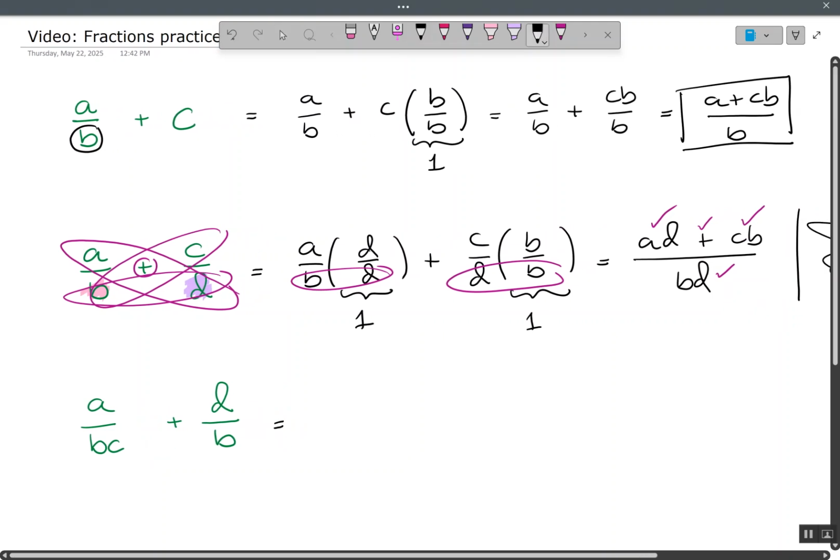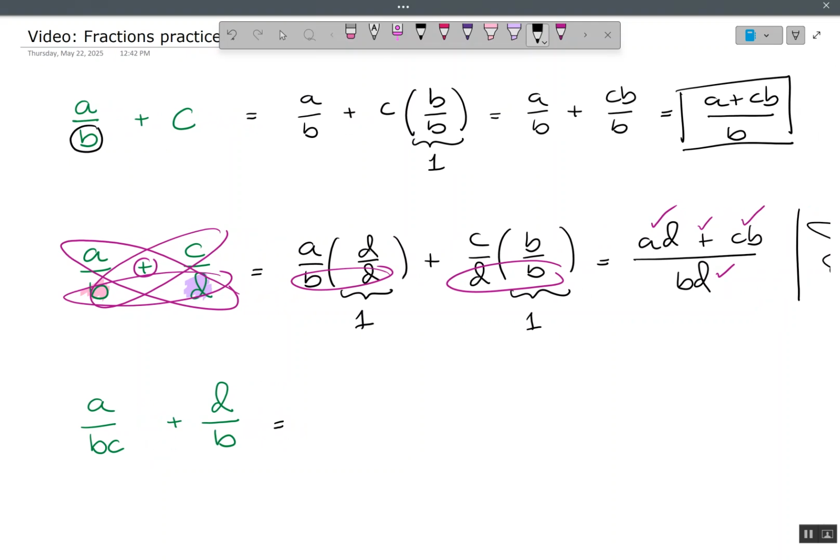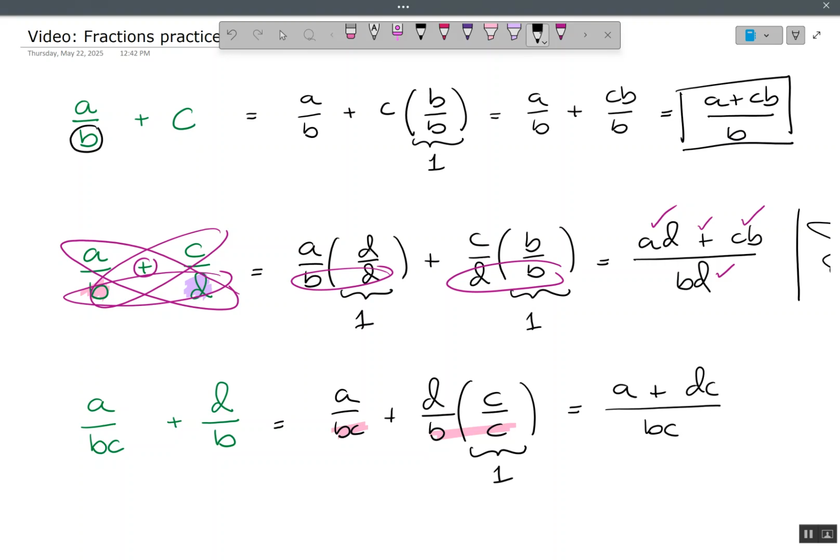Okay, this last one here, the butterfly method will work, but it's overkill. It's too much because all we have here is B and C, and over here we're missing one of those factors. So it's actually going to be much quicker just to multiply by that missing factor here of C over C. Now we have the same denominator on both. So we have A plus DC all over BC.